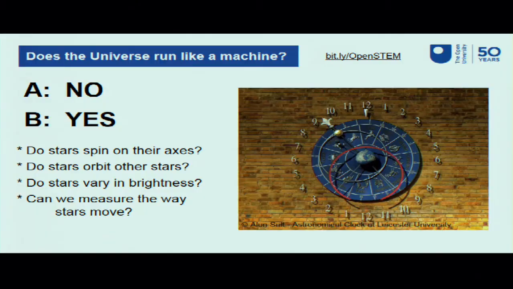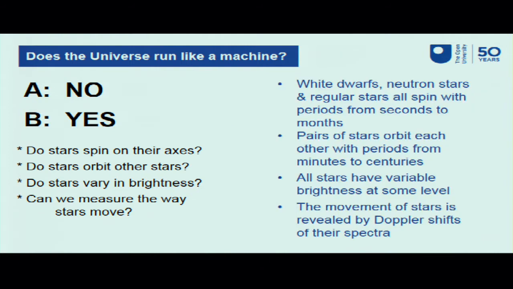So my almost final slide is to return to the question I asked you at the start: does the universe run like a machine? Well, I hope I've convinced you that in some aspects, it generally does. I've shown you that various stars, white dwarfs, neutron stars, regular stars, all spin on their axes with periods some as short as a few seconds, some much slower, up to months or more. Pairs of stars orbit each other, again, some with periods as short as a few minutes up to much longer periods, as long as you like, really.